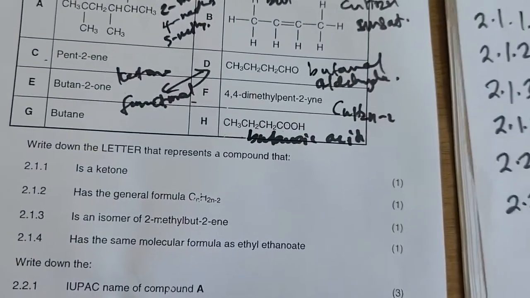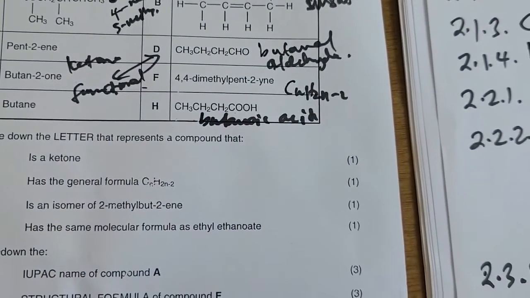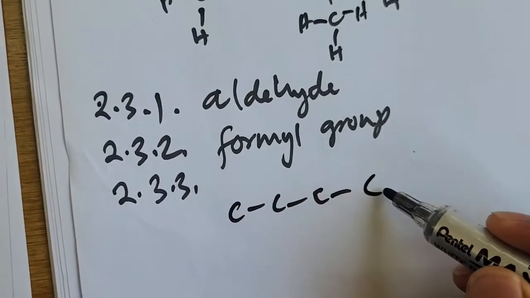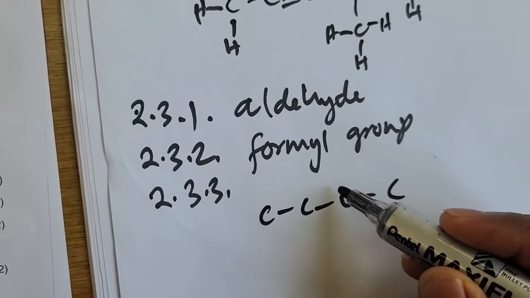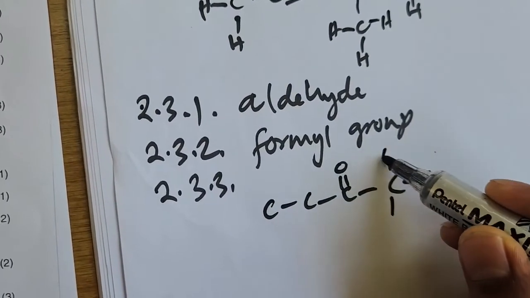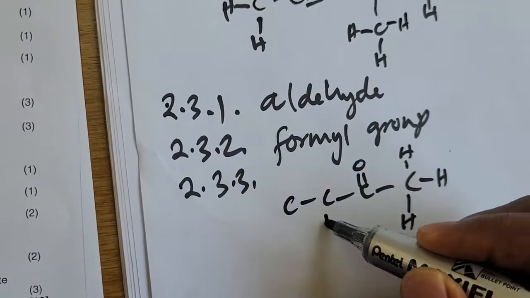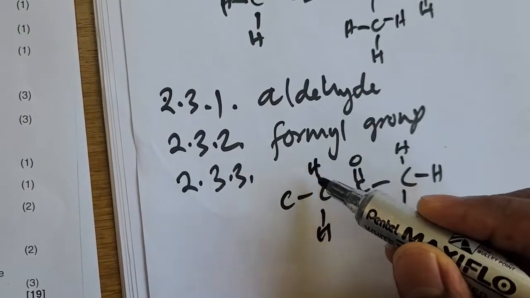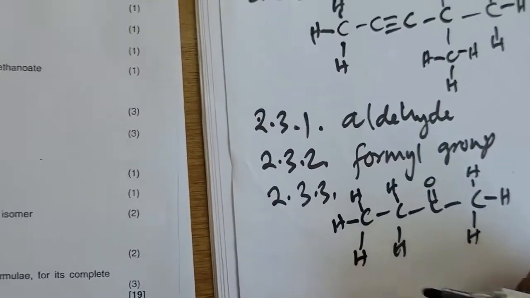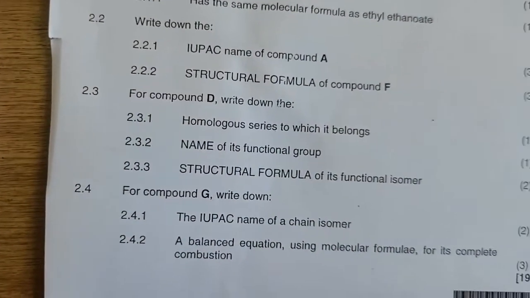In this case, we write the structure of E. It will be 1, 2, 3, and then 4. So it's a ketone. It must have the carbonyl. Therefore, this will be the case. That is the functional isomer of butanal, which is butanone. Fine.